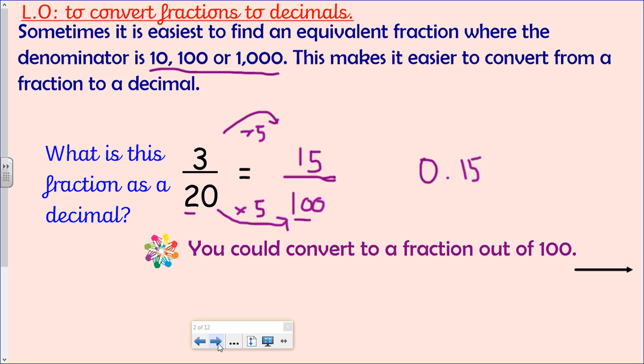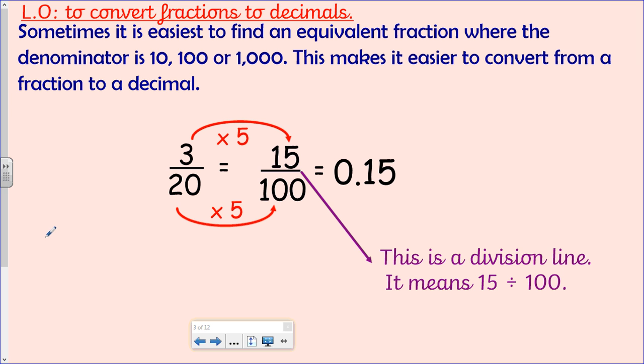I'll just show you that on the next screen, just laid out beautifully neatly. So 3/20, we times it by 5, 15 hundredths. Now, a little note, and you're going to need this for Monday's lesson as well. This is a division line. So we can also read this as 15 divided by 100. Now, it also says 15 hundredths, so remember.